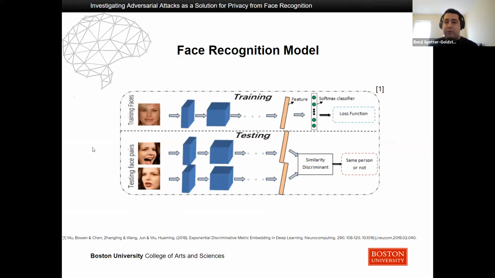So going back to this facial recognition model, we find that we can attack the model by looking at these testing pairs, and when we apply some noise to one of these pairs, we can then fool the system into no longer thinking the images are the same.